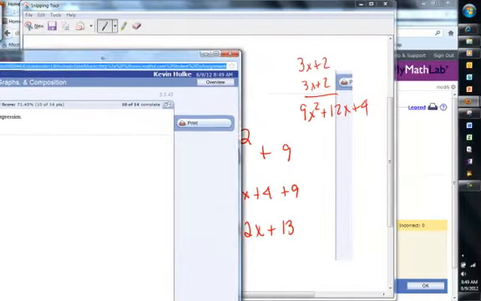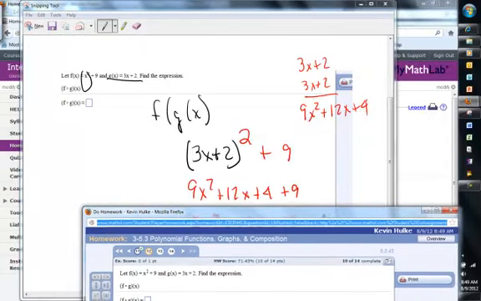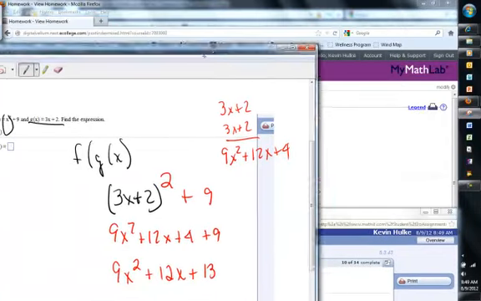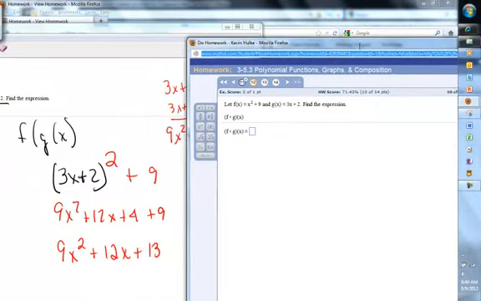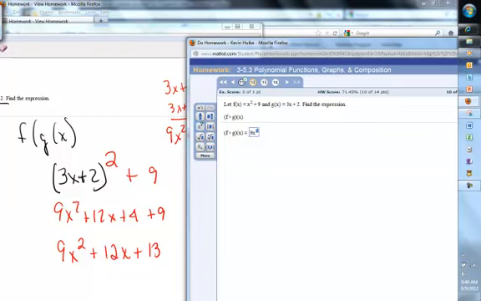So we're going to write that. Oops, I don't know how we're going to get that into the blank here. Let's do it this way. So it'll be 9x squared plus 12x plus 13.